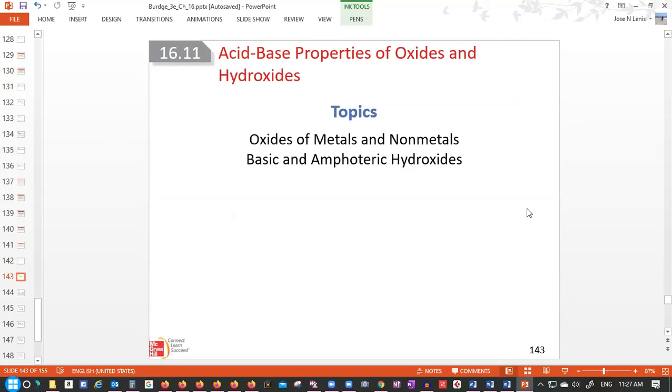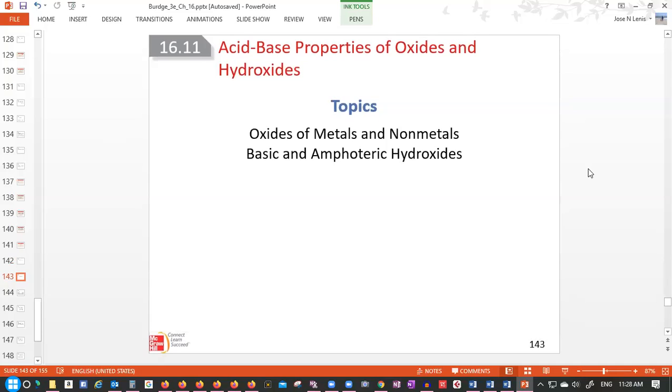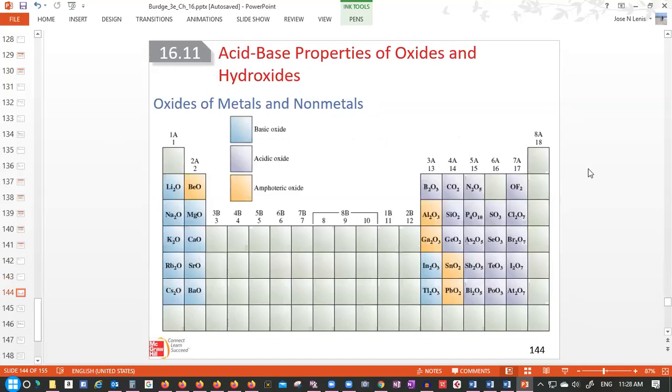So as I mentioned before, we did an experiment showing how some oxides of metals and non-metals react with water to form amphoteric hydroxides, basic solutions, or complex formation of complexes.